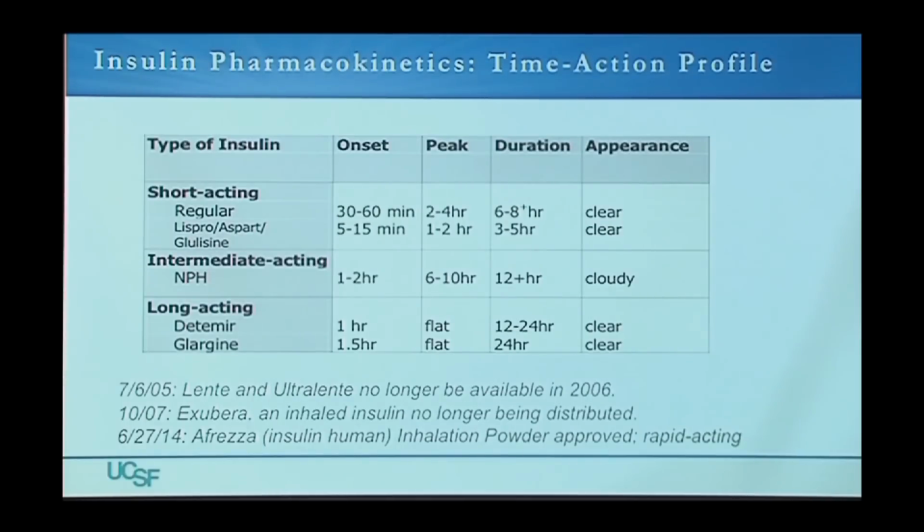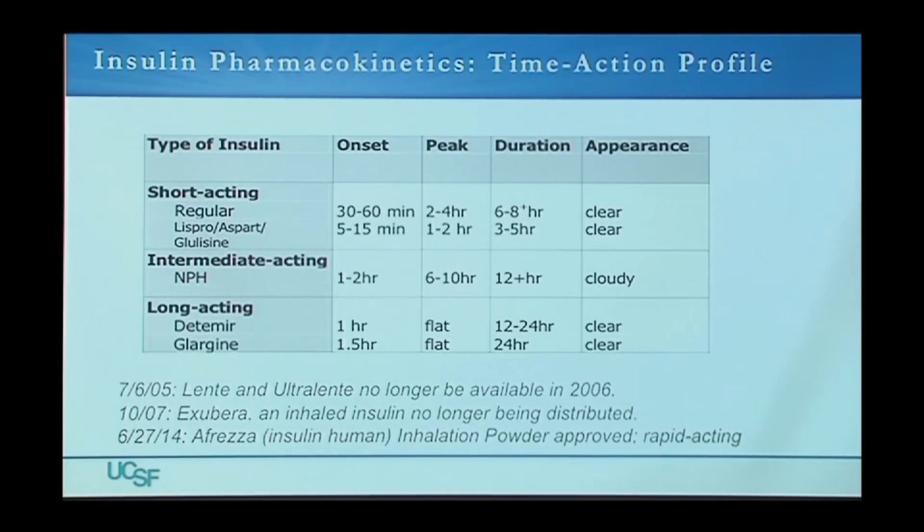And then last, I have the appearance of the insulin. For most insulins now, these are clear. They should be clear as water. Some of our older insulins, one of them is NPH, which is an intermediate acting insulin, is actually cloudy. It's a suspension, so you need to roll the vial or the pen to resuspend it.